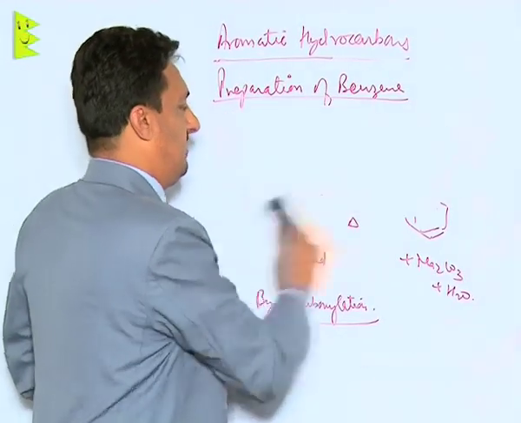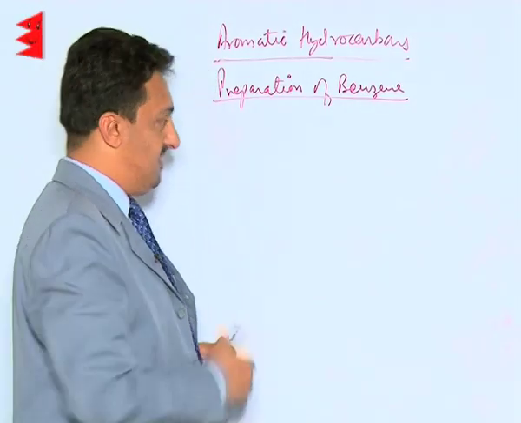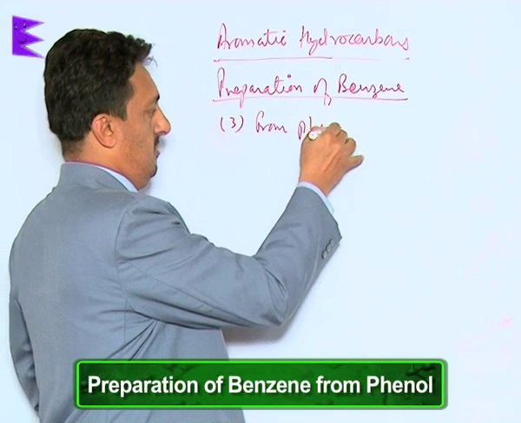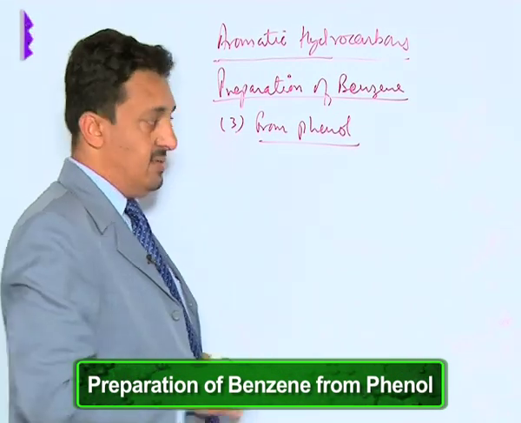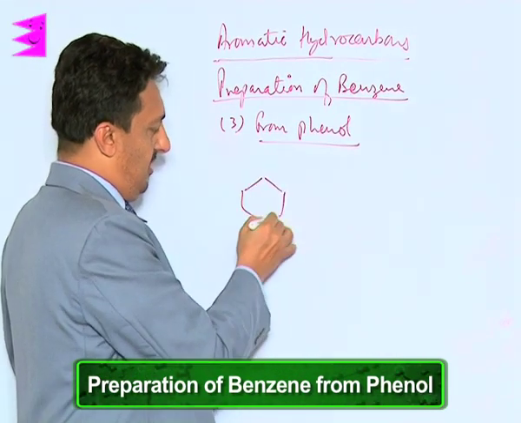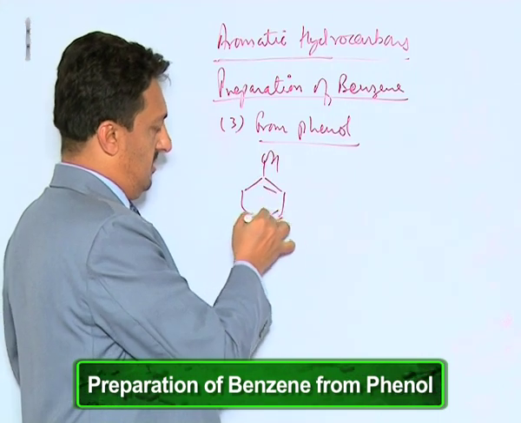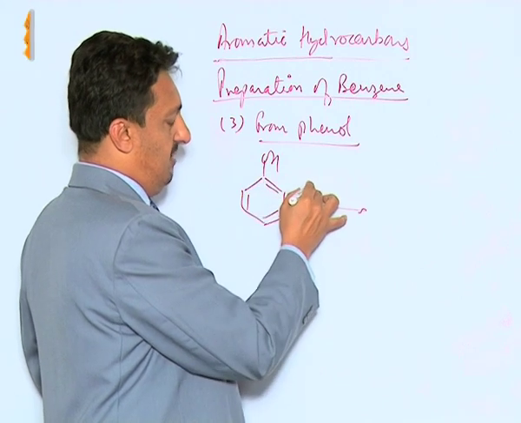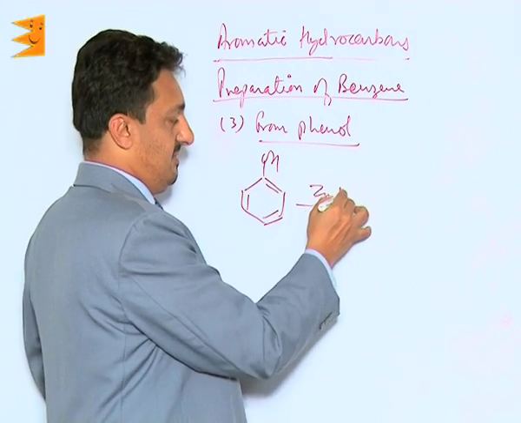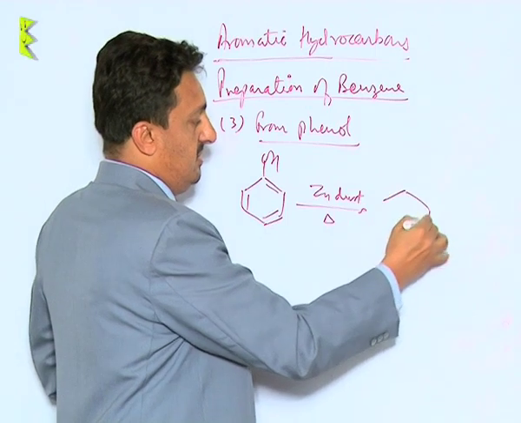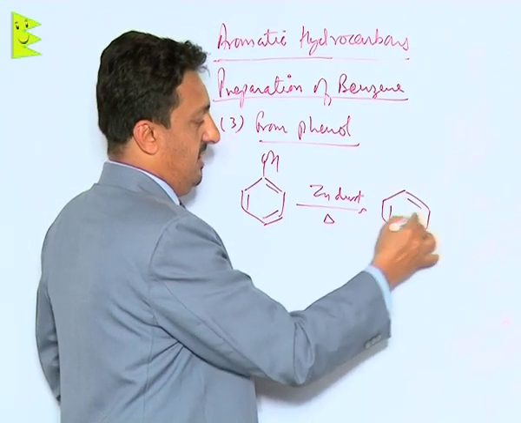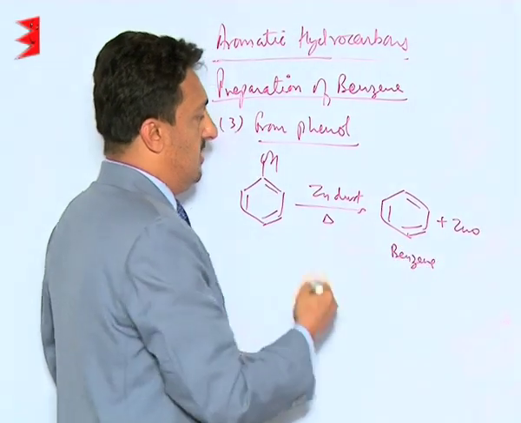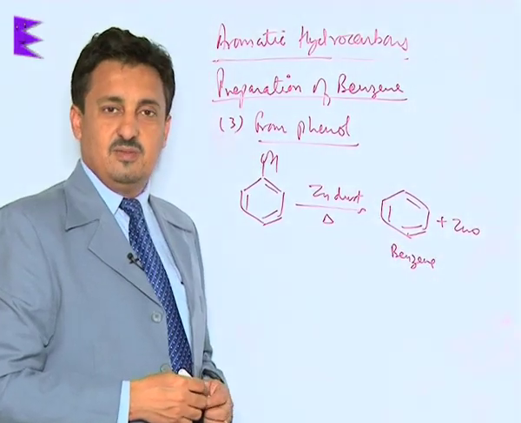The third method of preparing benzene is from phenol. We can take phenol, it's a redox reaction, remember, and we can heat this phenol with zinc dust. The zinc gets oxidized to zinc oxide and we get benzene. So these are the methods of preparing benzene.